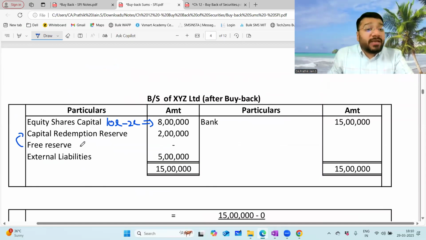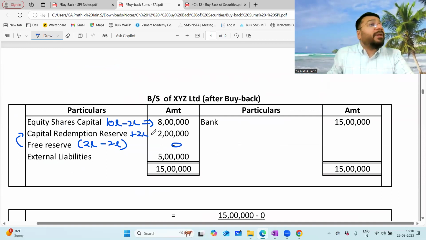So how much was there in free reserve? 2 lakh was there in free reserve. The entire 2 lakh we had to transfer. So balance free reserve is 0. And this 2 lakh has come where? In the capital redemption reserve.